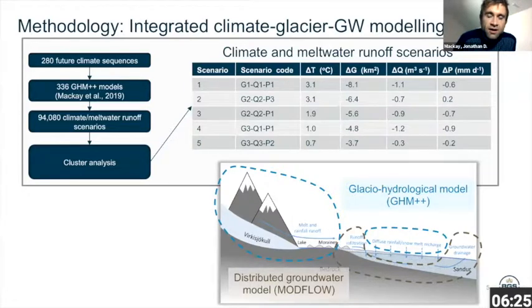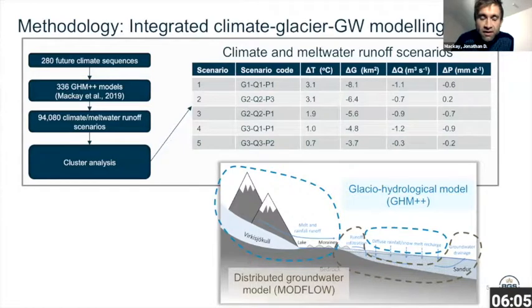So how do we do it? This is a methodology. I'm not going to go into lots of detail about this because there's a lot of detail here, but essentially we used an integrated climate glacier groundwater model. So we had a glacier hydrological model, which you can see in the bottom right-hand corner here, which basically simulates glacier dynamics and meltwater runoff.